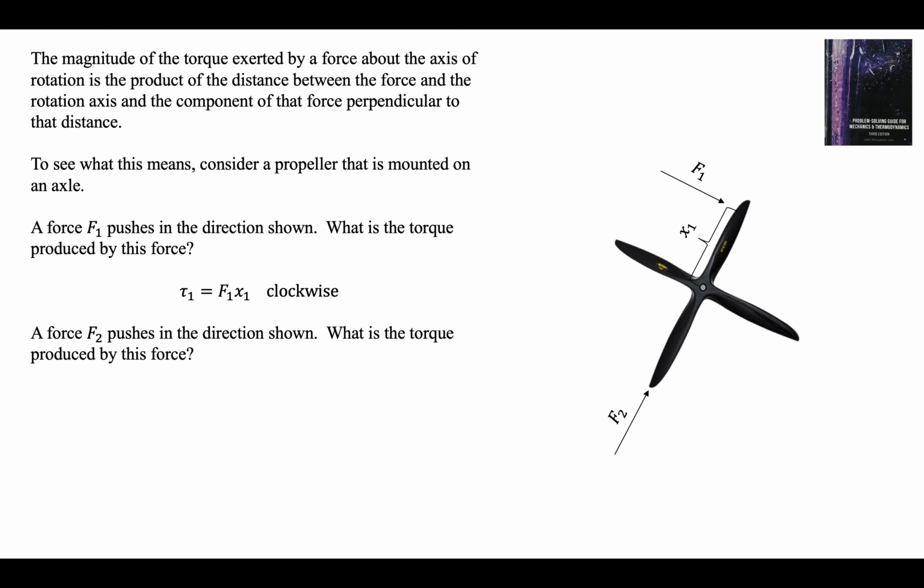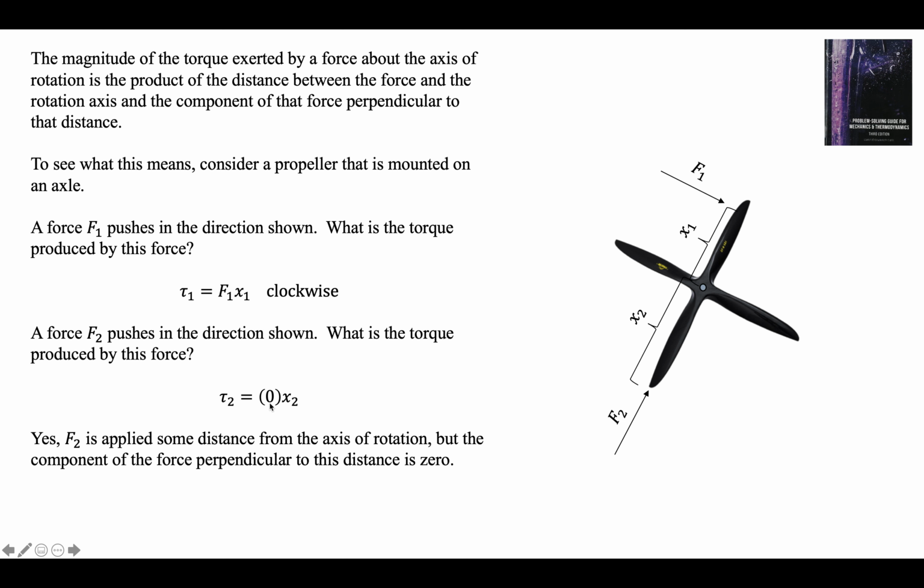How about F2? Here's F2. This person is trying to spin the propeller by pushing like that. Now it's certainly a distance away from the axis, but it has no perpendicular component. It's along x2. There's no component of F2 that's perpendicular to x2. So the perpendicular component of F2 is 0. So the torque is 0, right? It makes sense. It's not going to spin if you push on it like that.